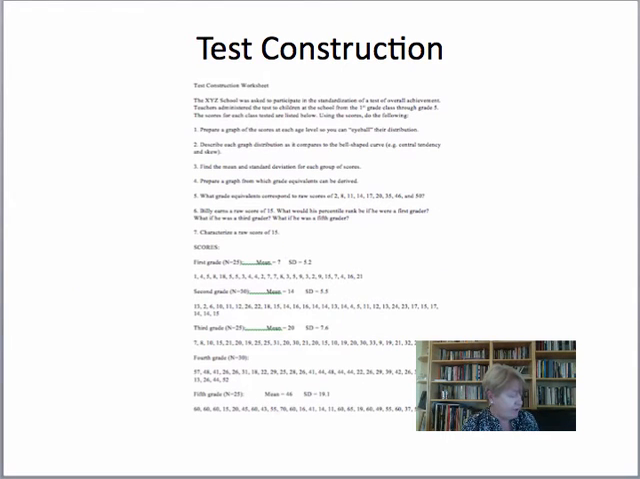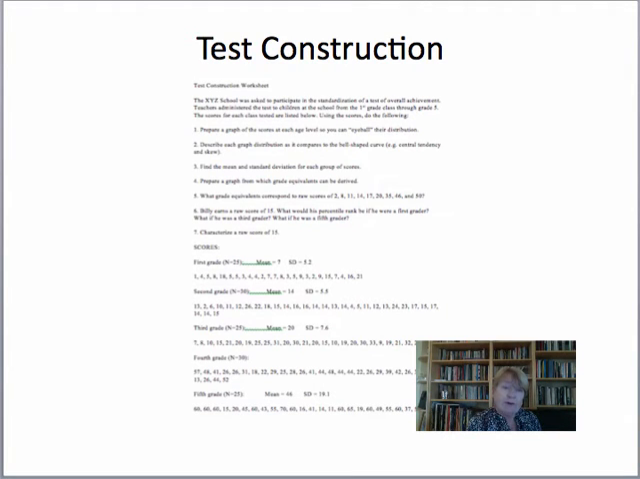So now you have a sheet called Test Construction. And I'm going to ask you to take a look at that worksheet. And I'm going to pull out mine. If you look at that worksheet, it has a number of questions on it that I'm going to ask you to think through. That worksheet gives you a set of scores for various age levels. So you have a set of scores for first graders, a set of scores for second graders, a set of scores for third graders, fourth graders, and fifth graders.